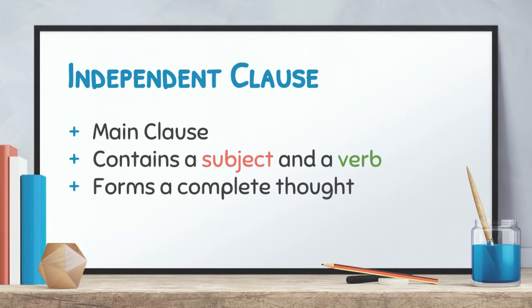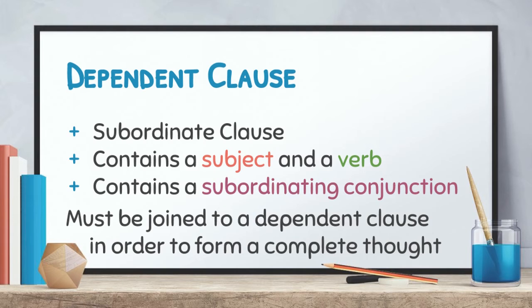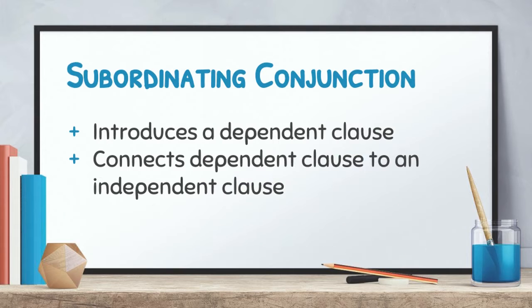An independent clause or main clause is a group of words that contains a subject, verb, and a complete thought. A dependent clause is a group of words that contain a subject, verb, and needs to be joined to an independent clause by a subordinating conjunction. This is also called a subordinate clause.